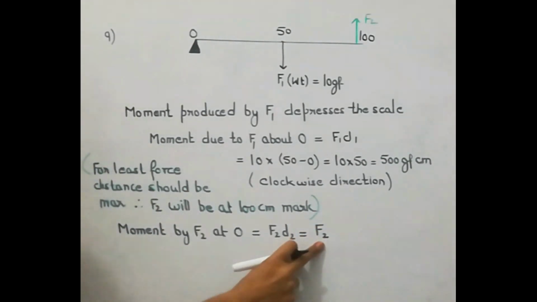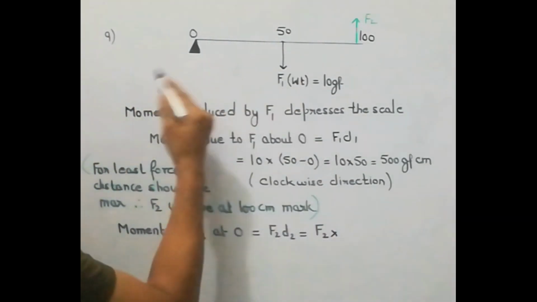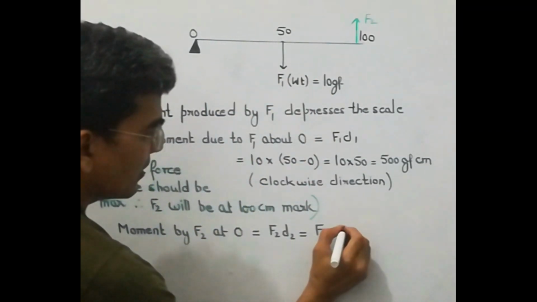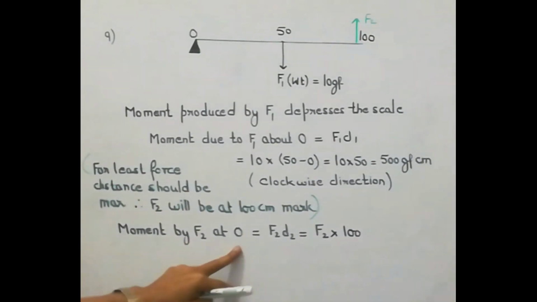Now this force is to be calculated, the least force. This is unknown, but its distance is known, and its distance is 100. So the moment by F2 is this much. Now this moment produced by F2 is balancing the rule. Whenever a rule is in a balanced position, we say anti-clockwise moment is equal to clockwise moment.